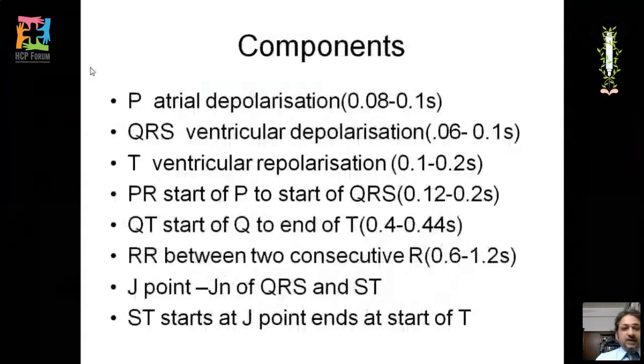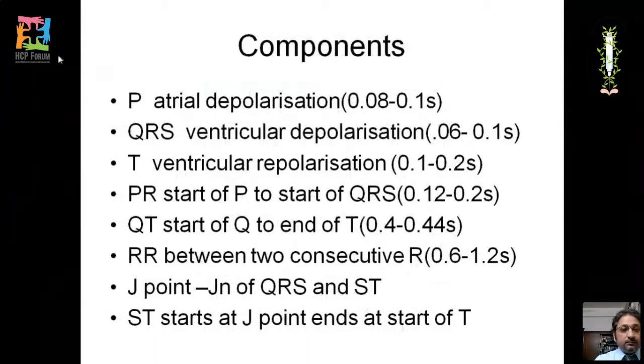So first we'll start with the components of the ECG. The P wave is the atrial depolarization wave, and the duration is 0.08 to 0.1 second. The QRS complex is due to the ventricular depolarization, and the duration is 0.06 to 0.1 second. The T wave represents the ventricular repolarization, the duration of which is 0.1 to 0.2 seconds.